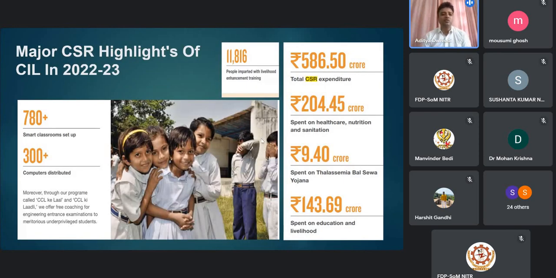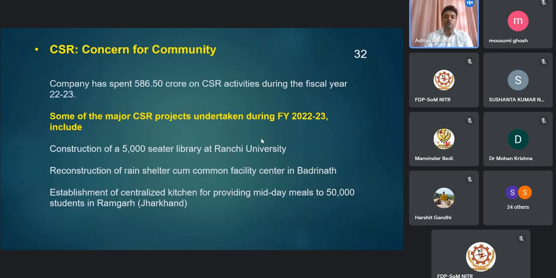So these are the major highlights of CIL. Major highlights, like in 2022, 586.5 crores. That was the total investment. Out of that, 204 crore was on healthcare and 143.69 on education. Under this, total 11,800 people were imparted training on livelihood. Their skills were improved.